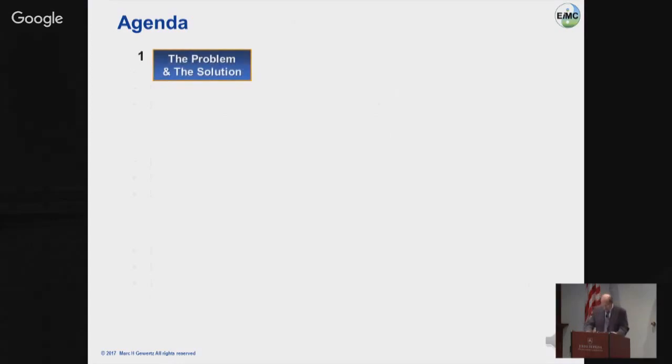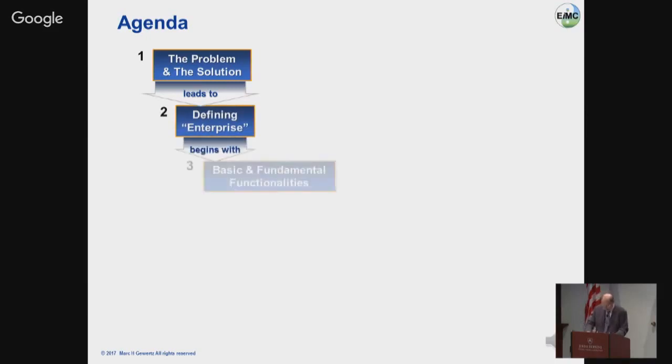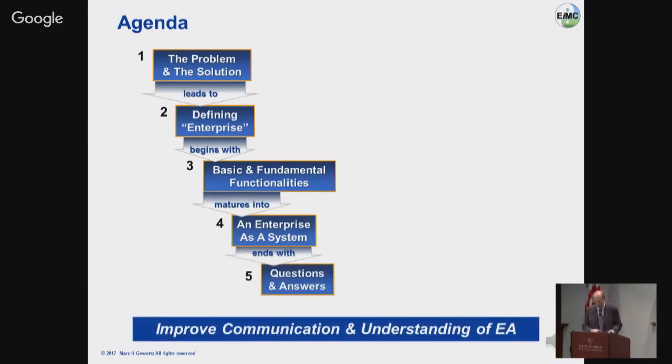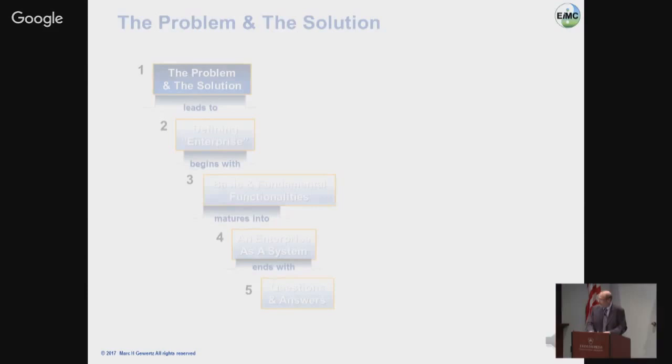The presentation will begin with an overview of the problem and solution, then define an enterprise in context to the practice of EA, followed by defining basic and fundamental functionalities, to arrive at a view of an enterprise in the context of being a system, concluding with time for questions and answers. Getting started.